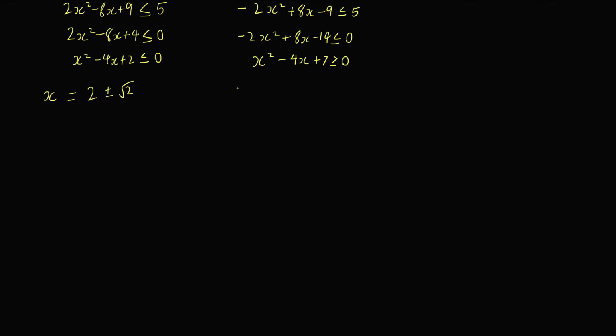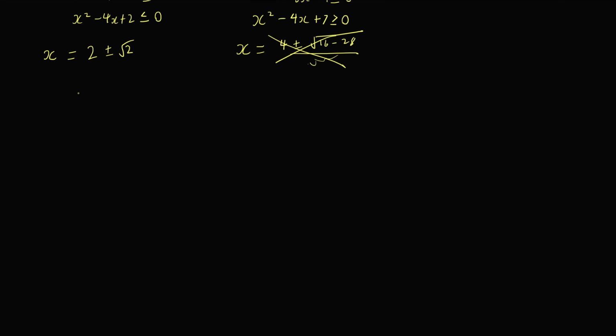You also can't factor this, so let's use the quadratic formula. That will be 4 plus minus the square root of 16 minus 4ac, so that's 28. This does not exist, so there's no x that could make this true. It doesn't matter what the denominator is, you just reject this answer. So you only have to calculate the interval for 2 plus minus square root of 2.